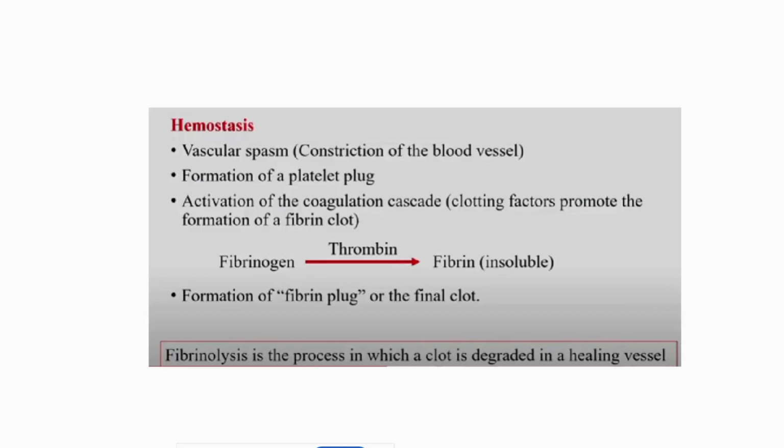I have the slide as well. Vascular spasm will lead to constriction of the blood vessels, which will lead the platelets to the site, and the platelets will form a plug. That will trigger the coagulation cascade, and more clotting factors will form the fibrin clot, the final fibrin plug, and eventually that will clog the wound. That is how the healing process happens.